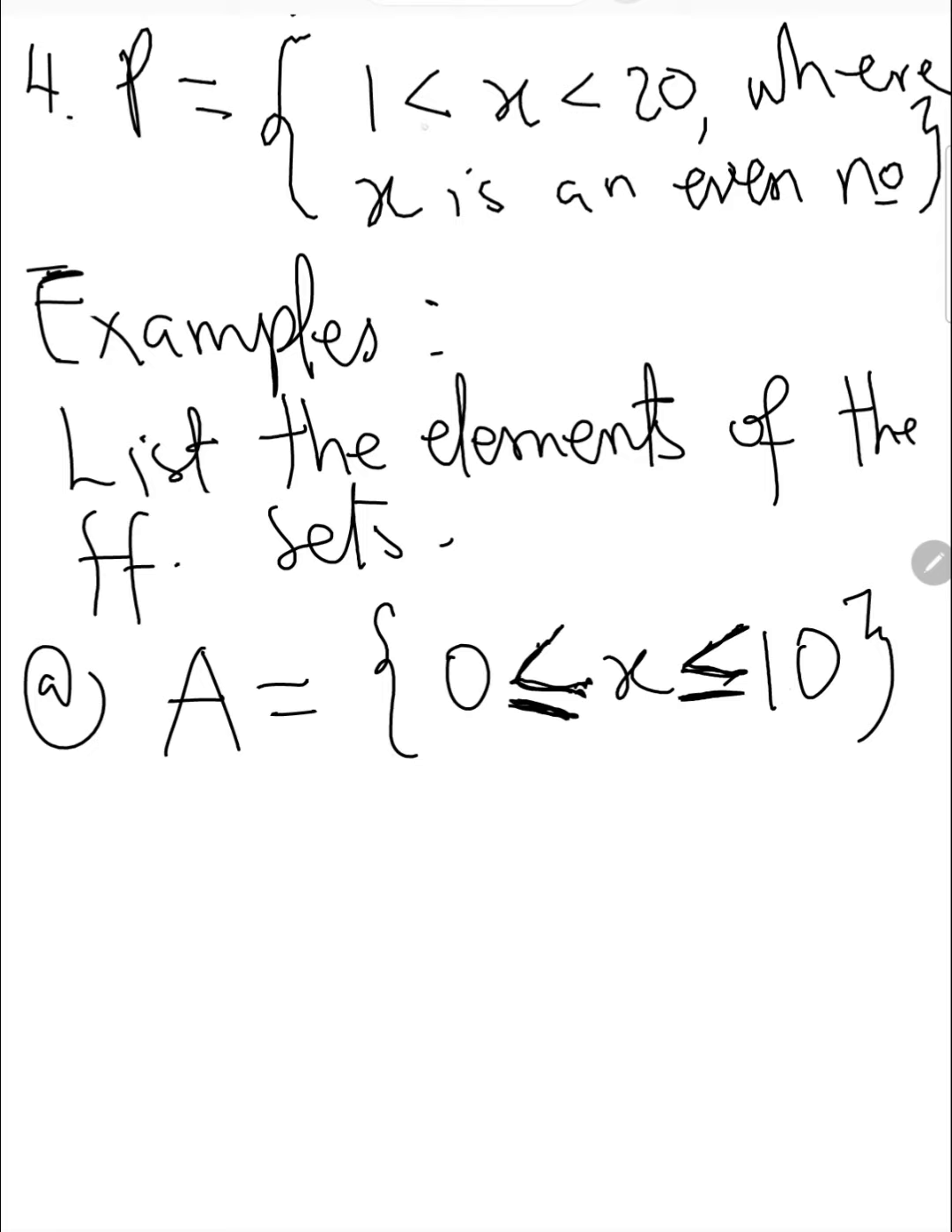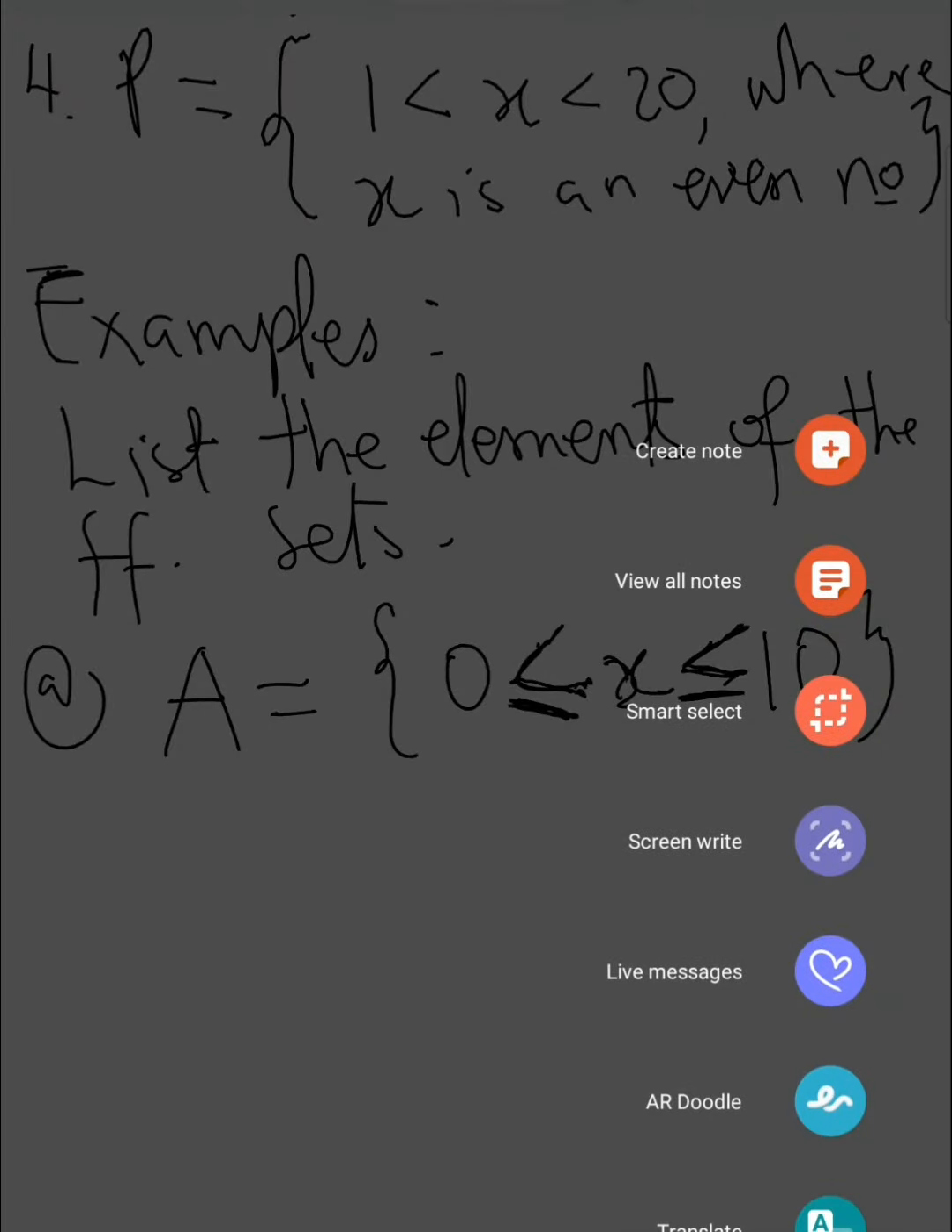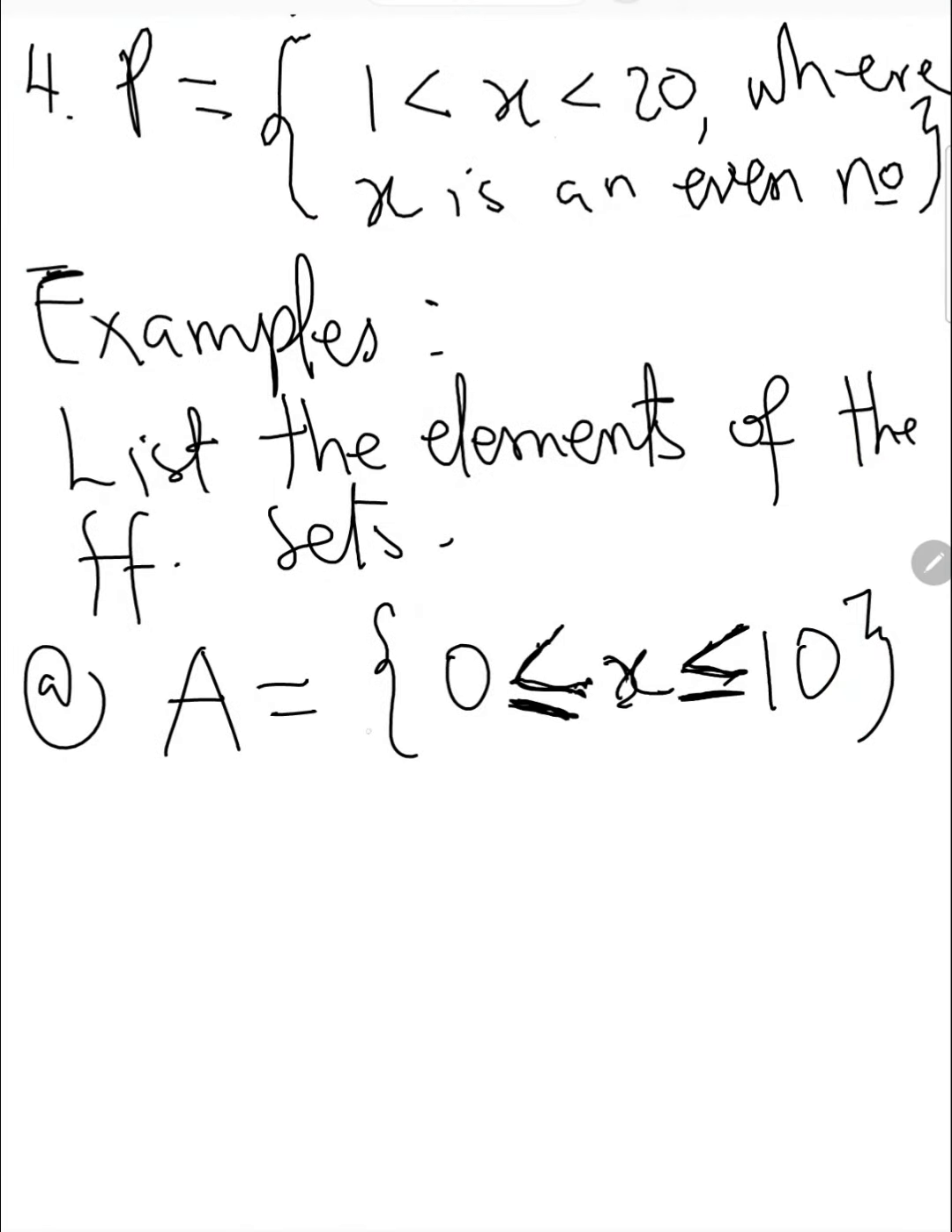Because there is no equal to sign here, remember I told you it is lying between 1 and 20. So what it means is that 1 and this 20 are not part. But here, because we have greater or equal to, then it means x is greater or equal to 0. So x can be 0, x can be 10. That's the meaning of inclusive.